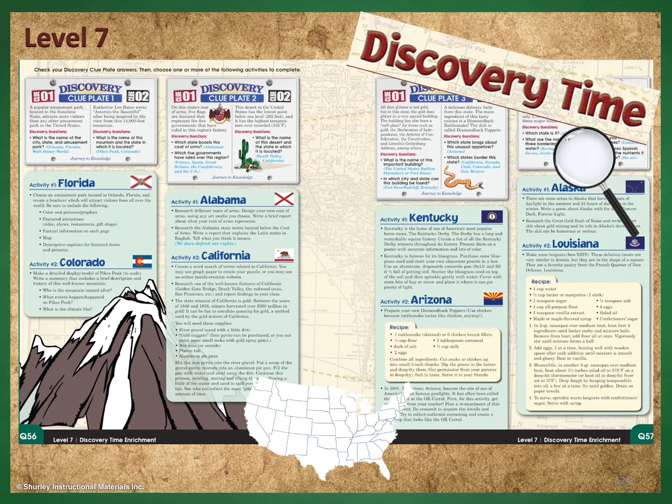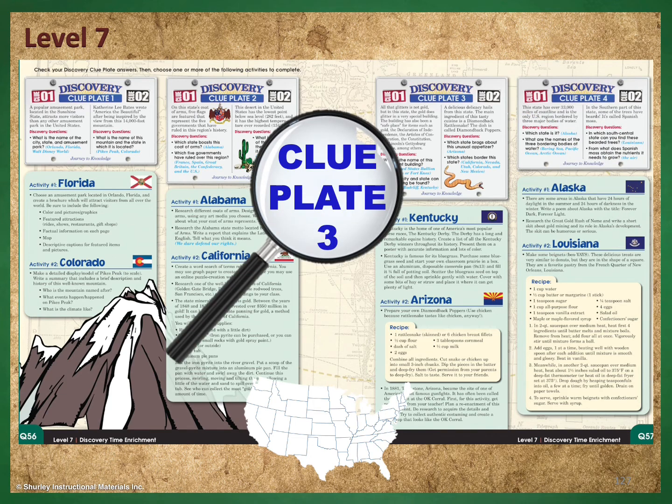In Level 7, students pack their bags and try to figure out clues that lead them to learning all about the 50 states in the United States of America. For each state, there are creative activities that encourage students to research, write, and present their discoveries. When Discovery Time is a part of the lesson, students will see an image that looks like a license plate. It's called a clue plate. Let's see what students are asked to discover in clue plate number 3.